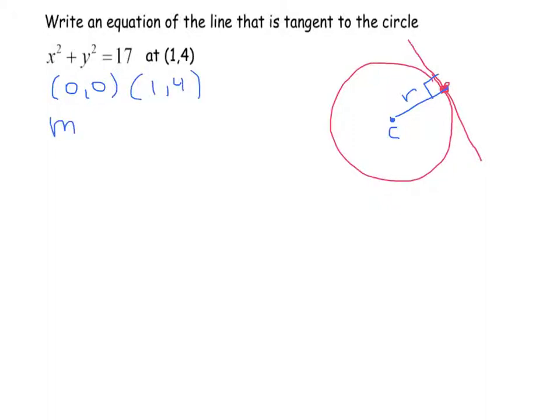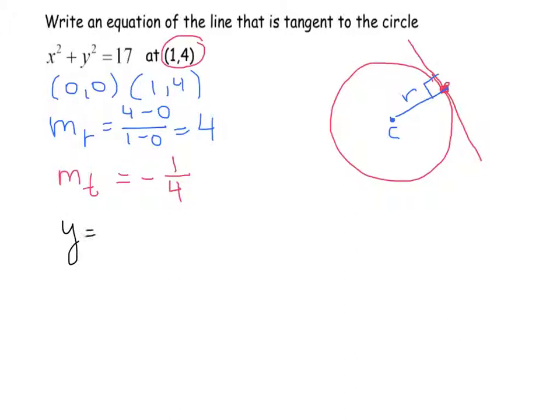So to find the slope of the radius, I'm going to say 4 minus 0 over 1 minus 0. So the slope of the radius is 4. Now I need the slope of the tangent line that is perpendicular to this radius. So I am going to find the tangent line slope, which is the opposite reciprocal of the slope of the radius. Once I have the slope, all I have to do is use the point (1, 4) to write the equation in slope-intercept form.